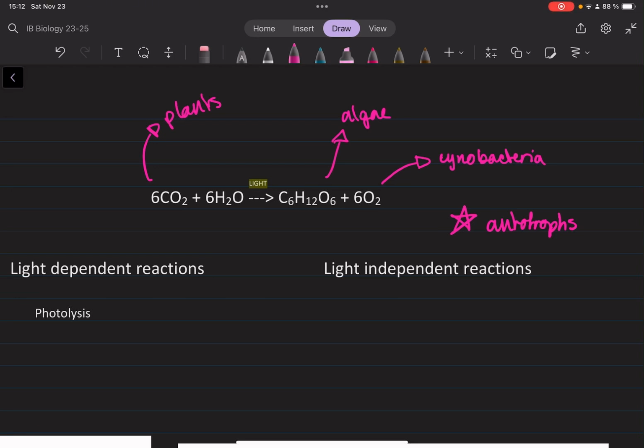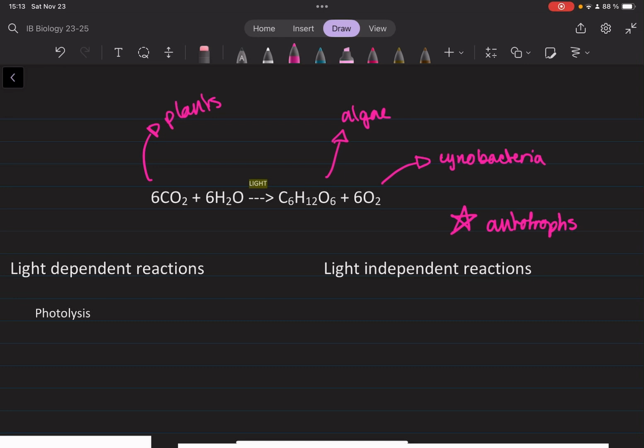Auto meaning self, so autotrophs as in they can produce their own organic molecules, which would be the glucose molecule in this case, through inorganic molecules. CO2, H2O are not organic molecules. So yeah, if you want to remember the word autotrophs, maybe you'll get an extra point for that. I don't know, just interesting.